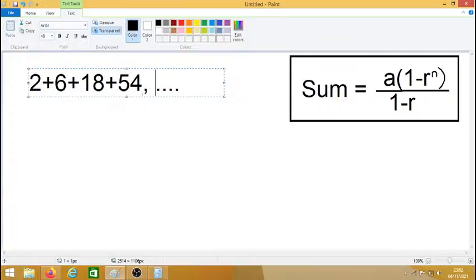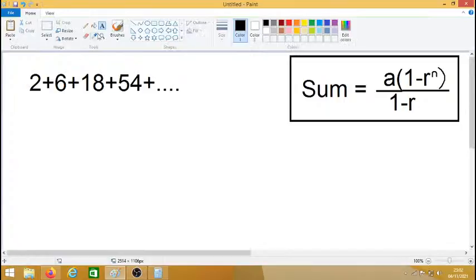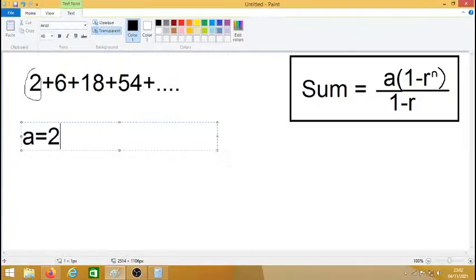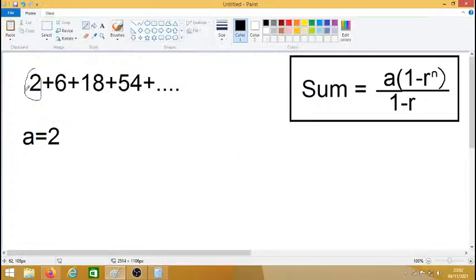So let's start with the basics. Let's try to work out what A is, what R is. That's where you've got to start. A is very easy. It's just 2, the beginning number. To get R, you have to pick a pair. So let's pick the first pair and do the second one divided by the first. So 6 divided by 2, that makes 3. So it looks like R is 3.